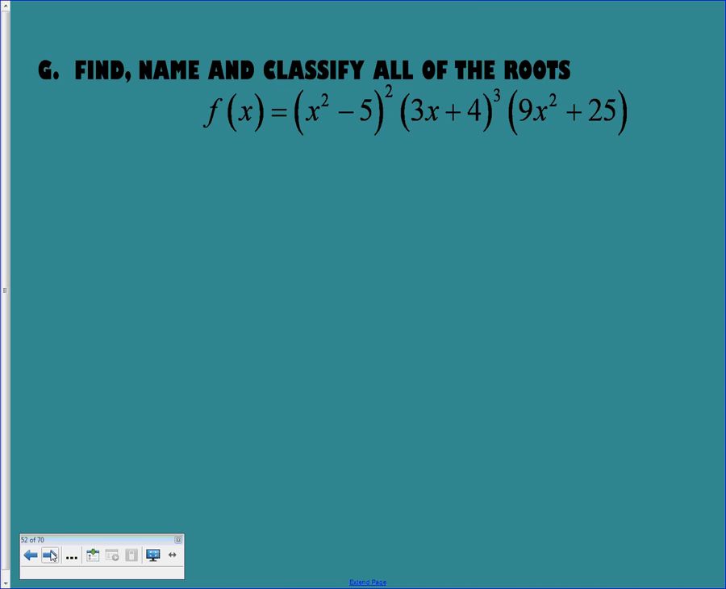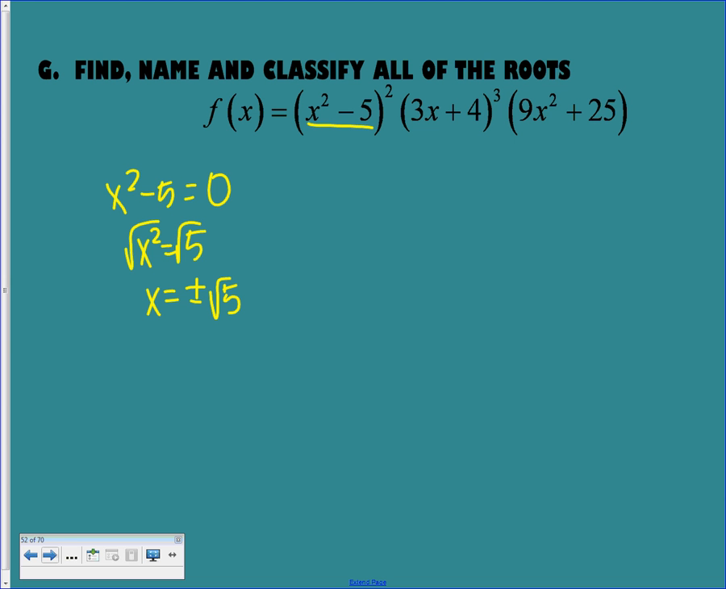Okay, so let's try another one. G is the same idea. It's in factored form, so I'm going to find, name, and classify the roots. Again, you take each factor and you set it equal to 0. So this one, if I add 5 and square root it, I get plus or minus the square root of 5.